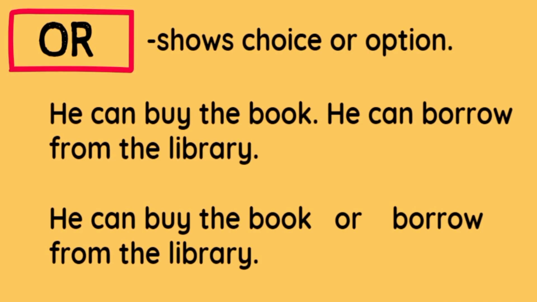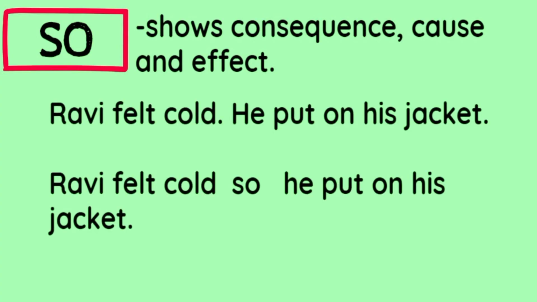Or shows choice or option. He can buy the book. He can borrow from the library. He can buy the book or borrow from the library. So shows consequence, cause and effect. Ravi felt cold. He put on his jacket. Ravi felt cold, so he put on his jacket.